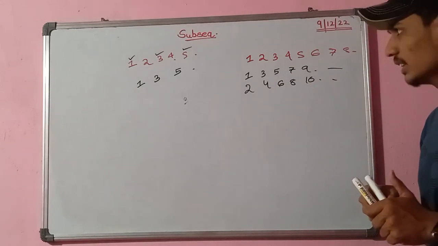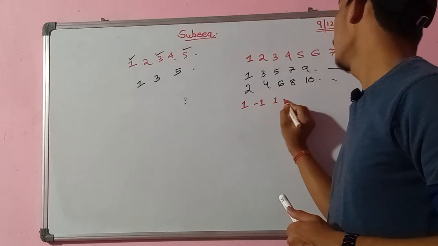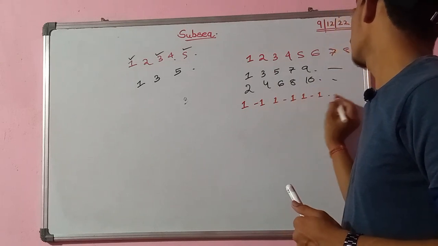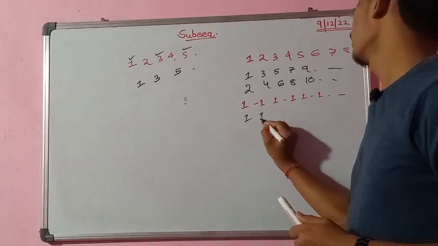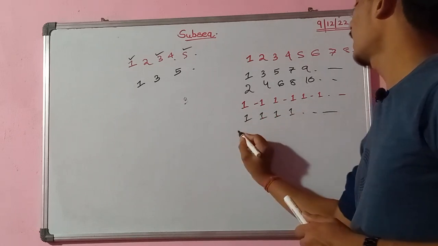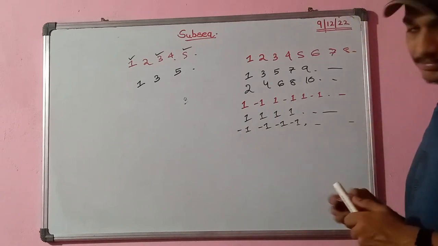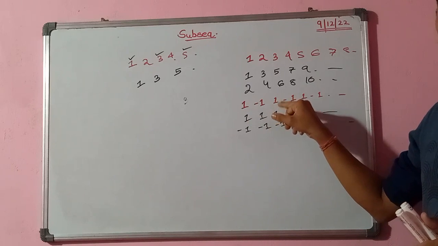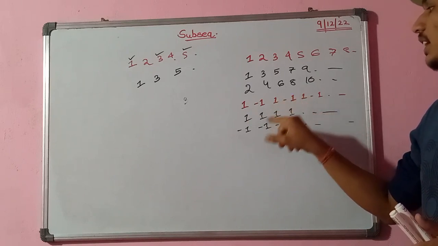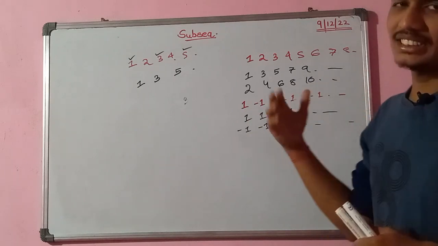Understood? Let's take another example: 1, minus 1, 1, minus 1, 1, minus 1. I can also divide it into two sequences: 1, 1, 1, 1, and another, minus 1, minus 1, minus 1, minus 1. Understood? Subsequence means all the terms should remain in the big sequence, and the order should be the same as in the sequence. So this is for understanding.